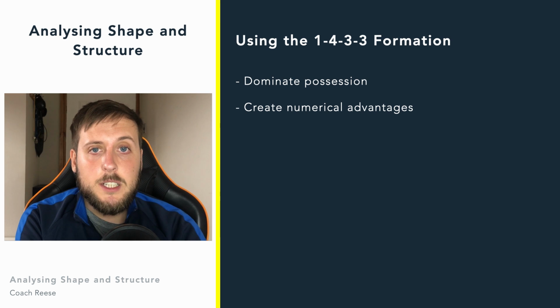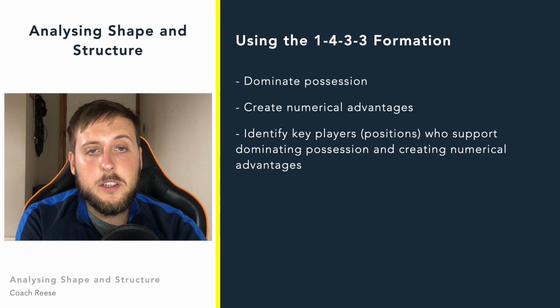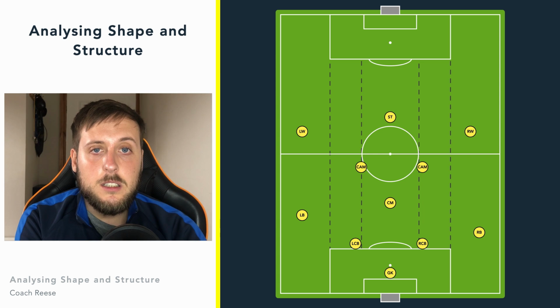A team who like to dominate possession, who use the 4-3-3, will often try and create numerical advantages. So with the knowledge of the formation and knowledge of the team, we can identify key positions whose movements will help create numerical advantages, and further to that, their movement will help create the team's in possession shape. So with the 4-3-3, the first player that we can identify whose movement between lines will help a team create numerical advantage is the holding midfielder.